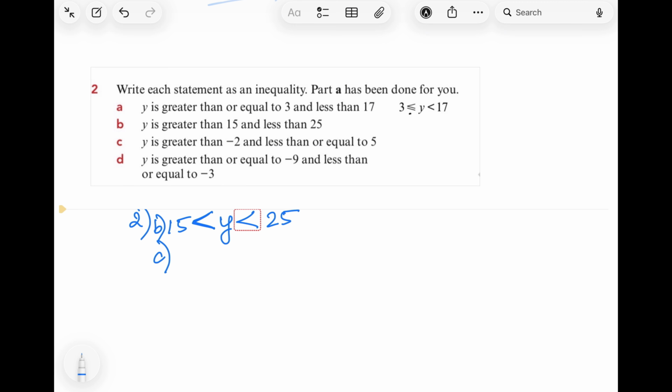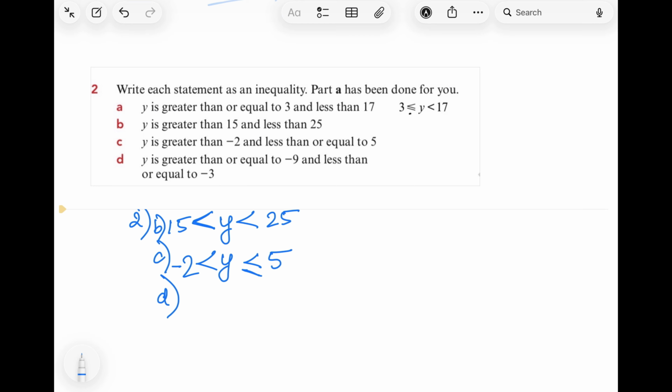Y is greater than minus 2. So again y is here. Greater than sign will come here. Greater than minus 2 and less than or equal to 5. So less than or equal to 5. So when they say less than equal to, then you put the line. If it is only less than or greater than, we put only the sign.